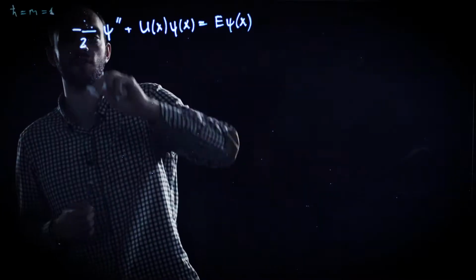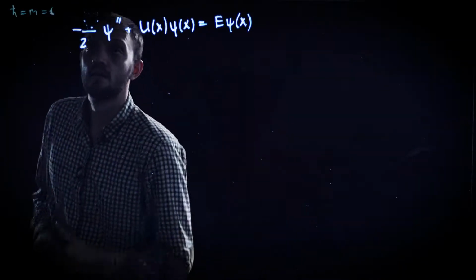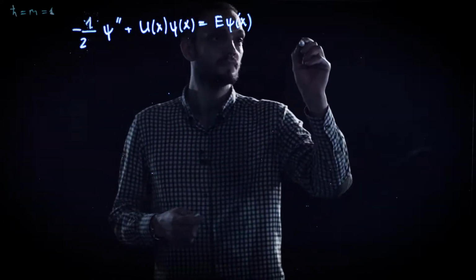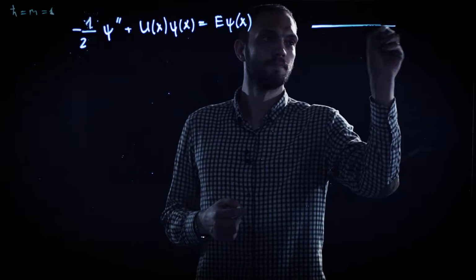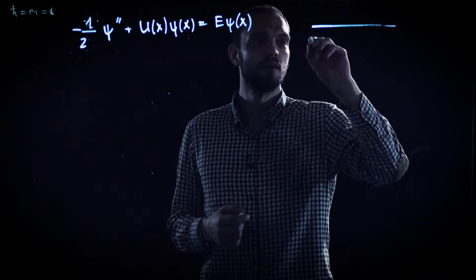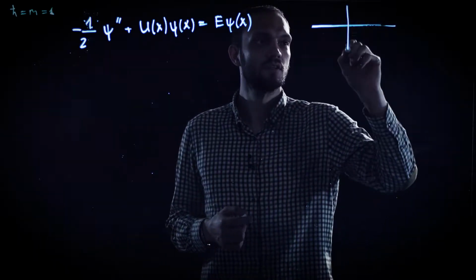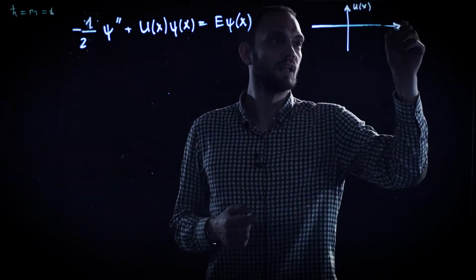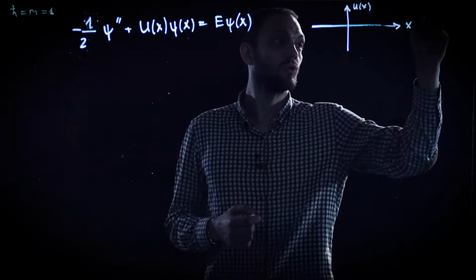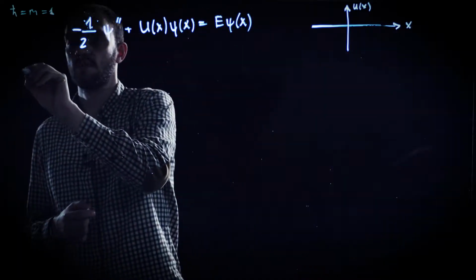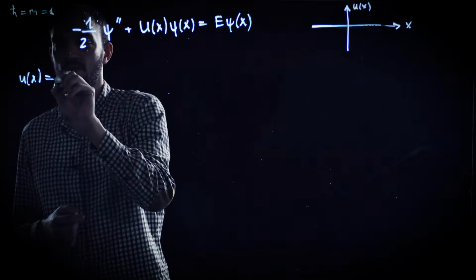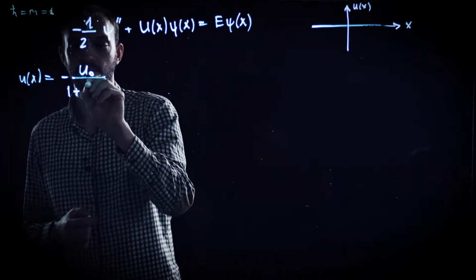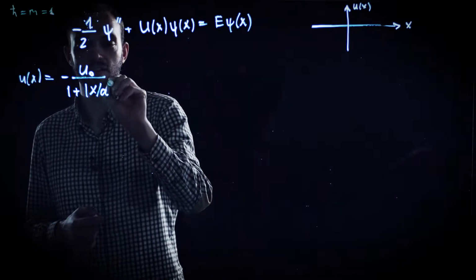So the Schrödinger equation simplifies. So it's just 1/2. For the rest, recall that we are dealing with a problem of a stationary state in some potential u of x, which is assumed weak in a certain sense. And now we will consider some specific case of u of x given by the following equation. So it's minus u naught over 1 plus modulus x over a.